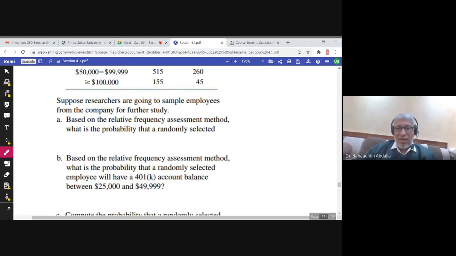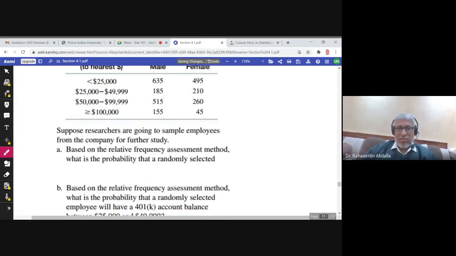So let us answer part B. Based on the relative frequency assessment method, what's the probability that a randomly selected employee will have a 401k account balance between 250,000 and 499,000? So where is this between 250 and 499? It is this one. So we need to add 185 plus 210 to get the total number of employees, and the total number would be 395.